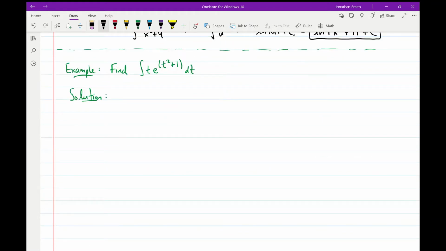Okay, let's do another example with u substitution. So here we want to find the indefinite integral of t times e to the t squared plus 1 dt. So again, I start off by trying to find a smaller function inside of this integrand whose derivative also shows up inside of the integrand. So notice that if I take the derivative of the t squared plus 1 that's showing up as the exponent of e, I get a 2t.